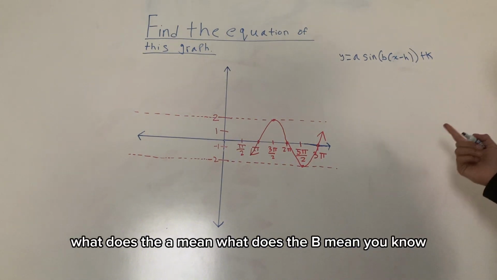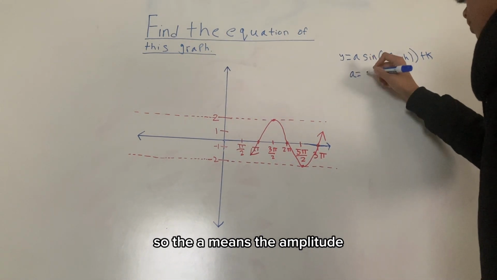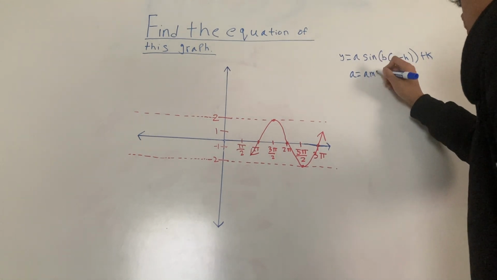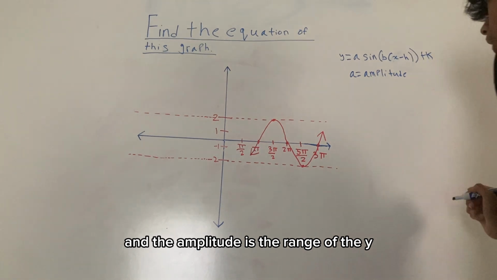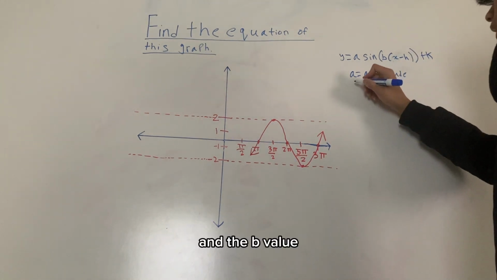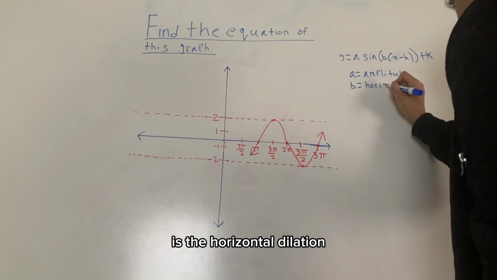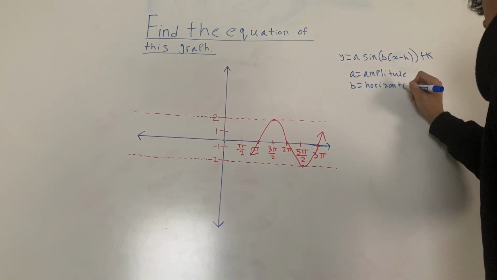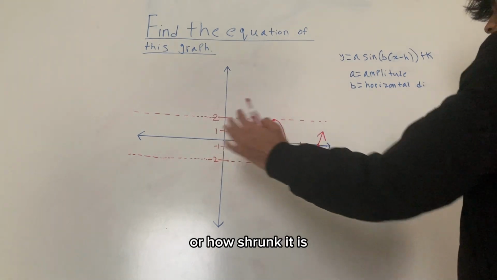What does the a mean? What does the b mean? So the a means the amplitude. And the amplitude is the range of the y values in the graph. And the b value is the horizontal dilation, which tells you how stretched apart the graph is or how shrunk it is.